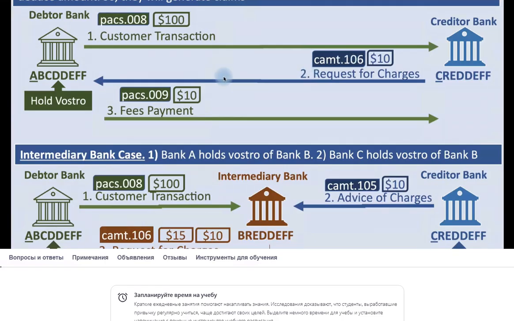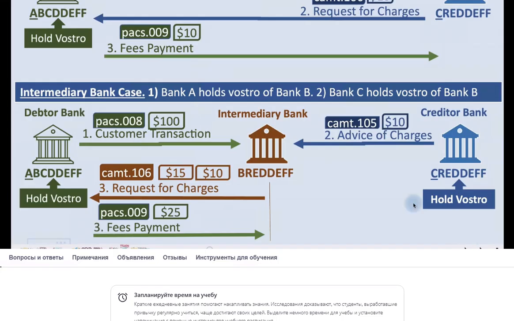Now come to the next case, the intermediary. Here we have taken exactly the same case that we described in the MT world. Nothing is changing. The only thing is that in place of MT 190, CAMT 105 has come here, and subsequently in place of MT 191, CAMT 106 has come. So all the remaining process remains the same in MX.